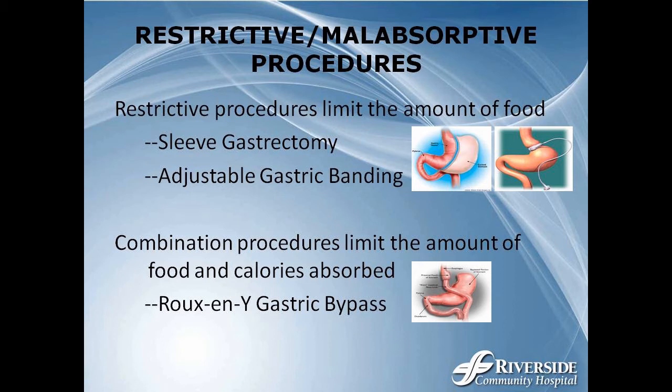Combination procedures limit the amount of food and calories absorbed. This combines restrictive and malabsorptive surgery. The size of your stomach is reduced, and the intestines are altered so calories are not absorbed. The one type of surgery performed is called ROUX-EN-Y gastric bypass.